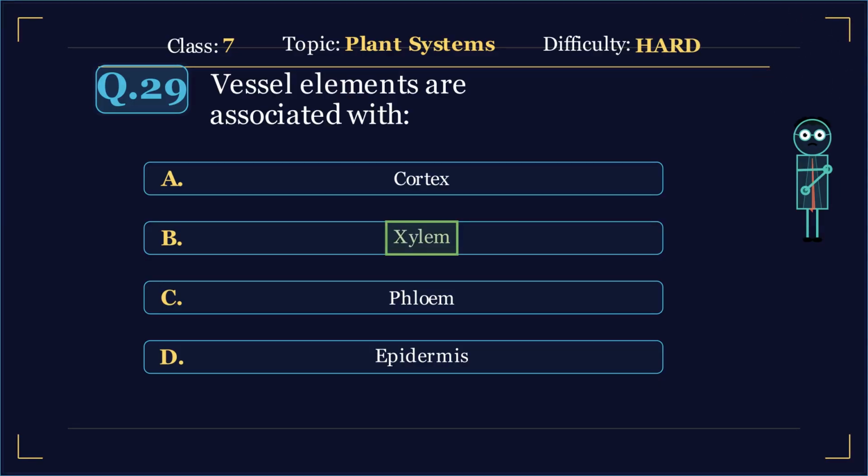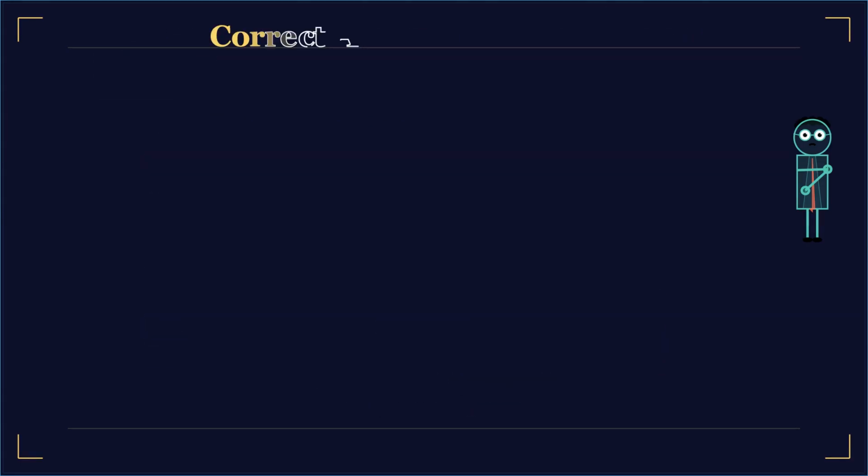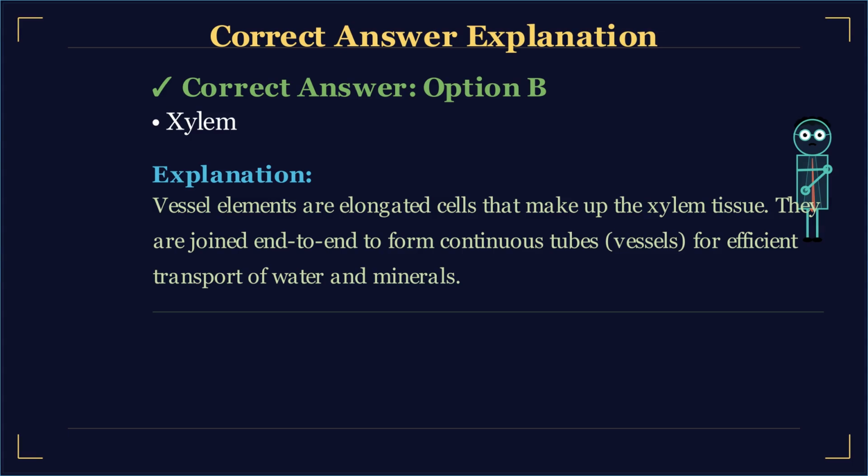The correct answer is option B. Here's the explanation for the correct answer. Vessel elements are elongated cells that make up the xylem tissue. They are joined end to end to form continuous tubes, vessels, for efficient transport of water and minerals.